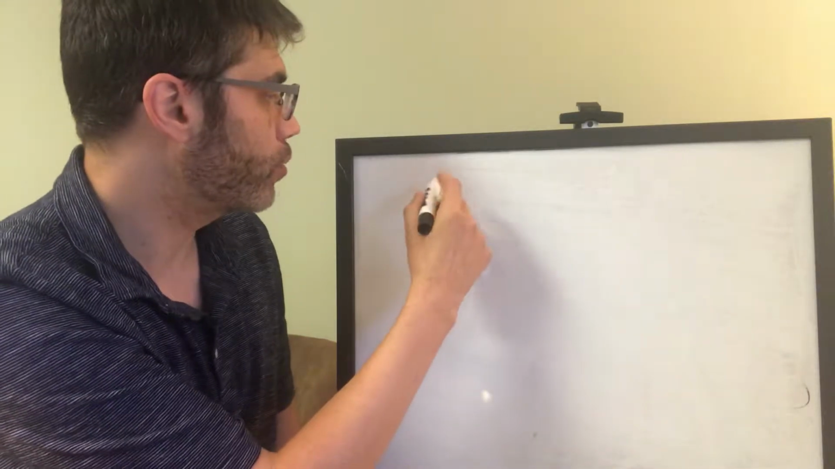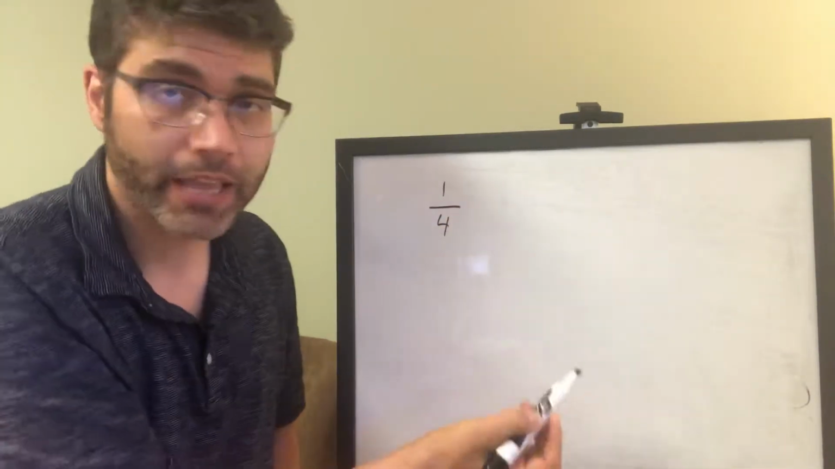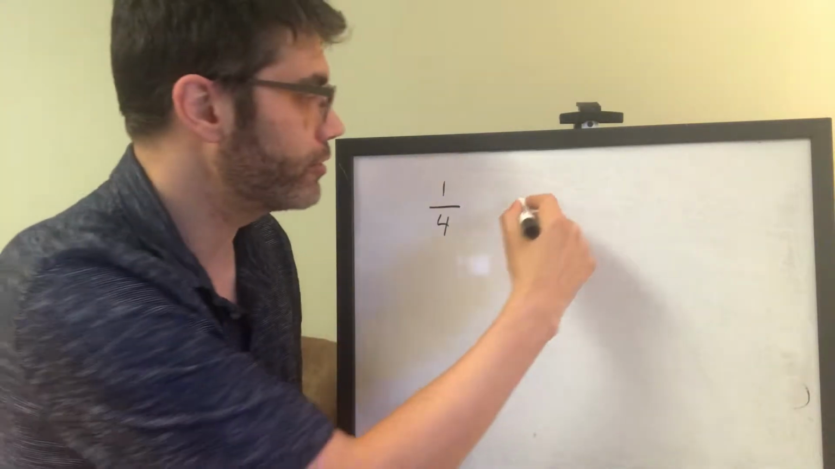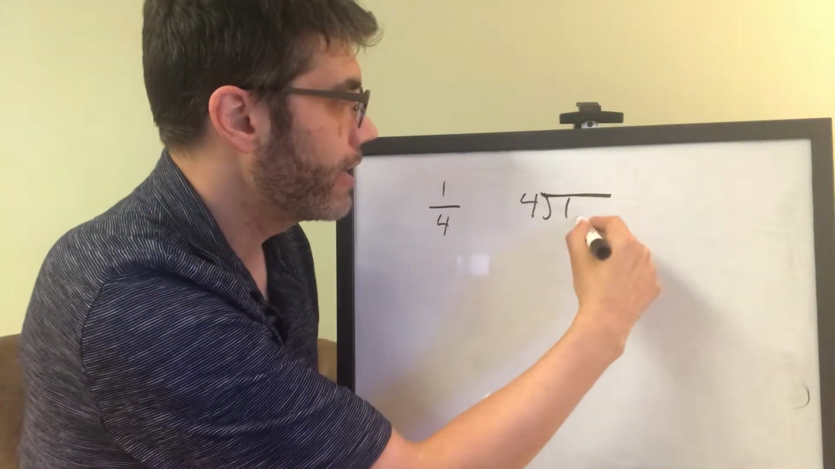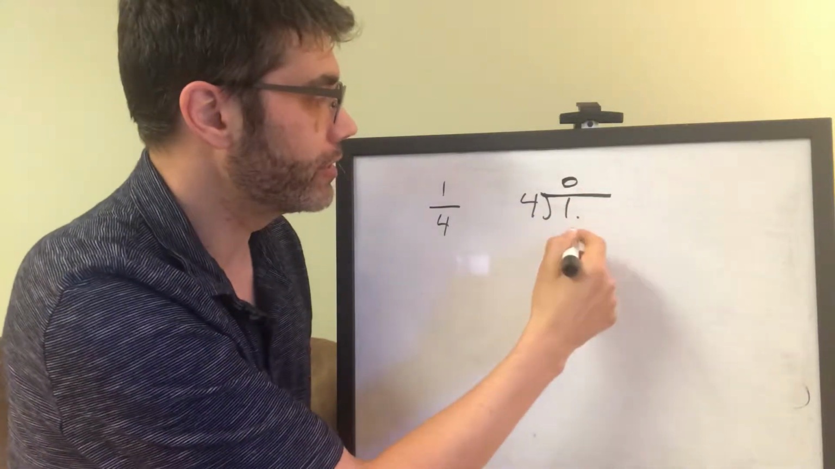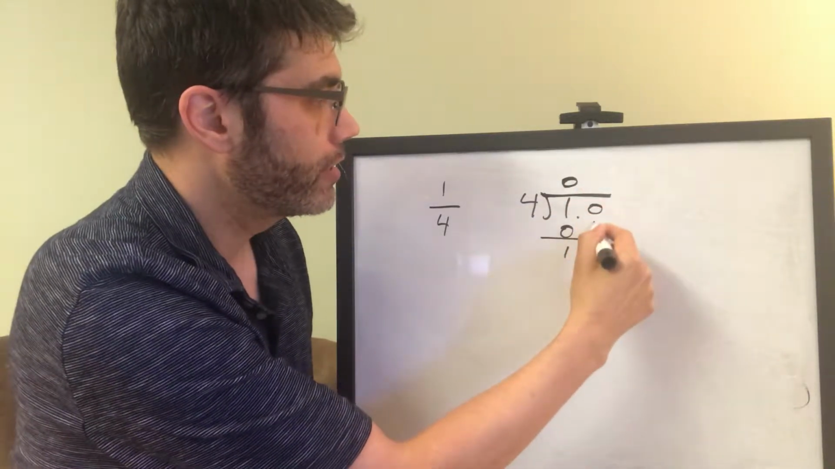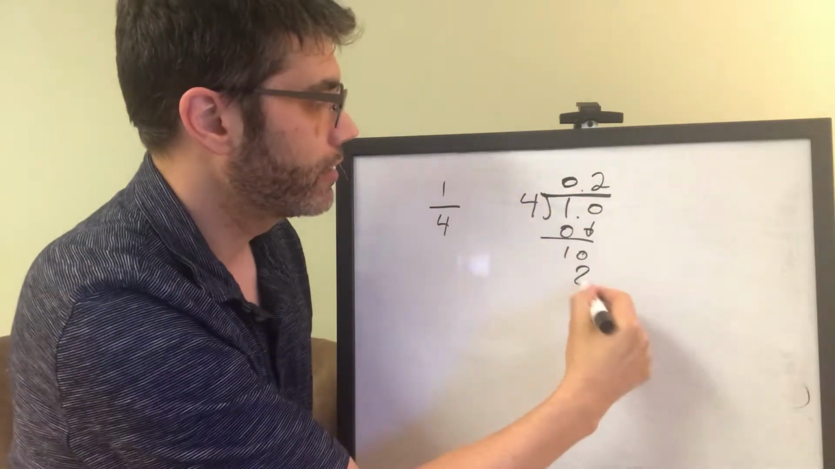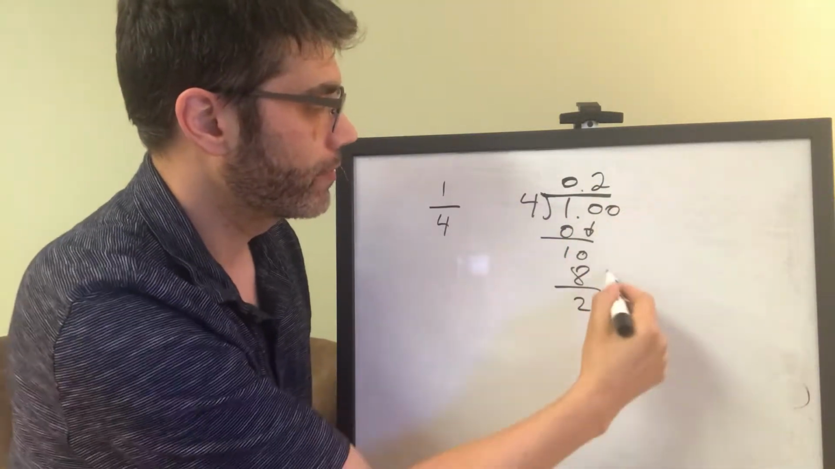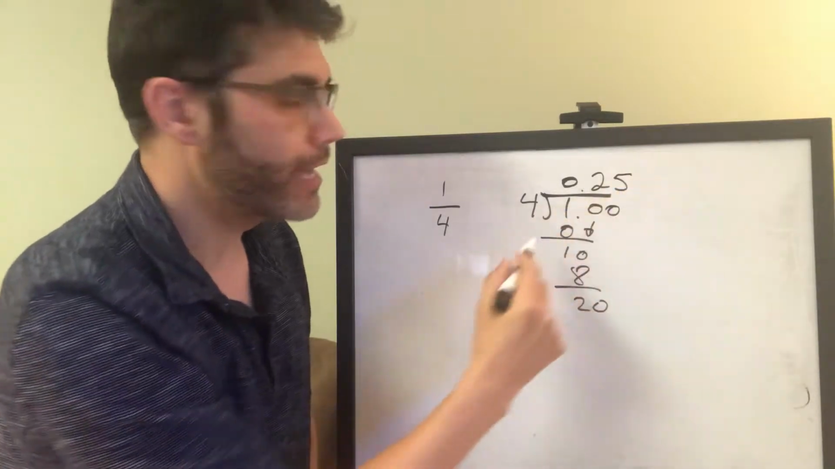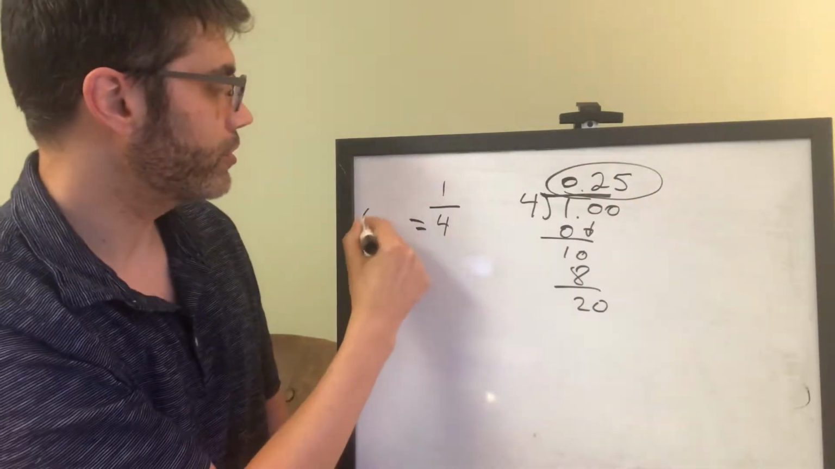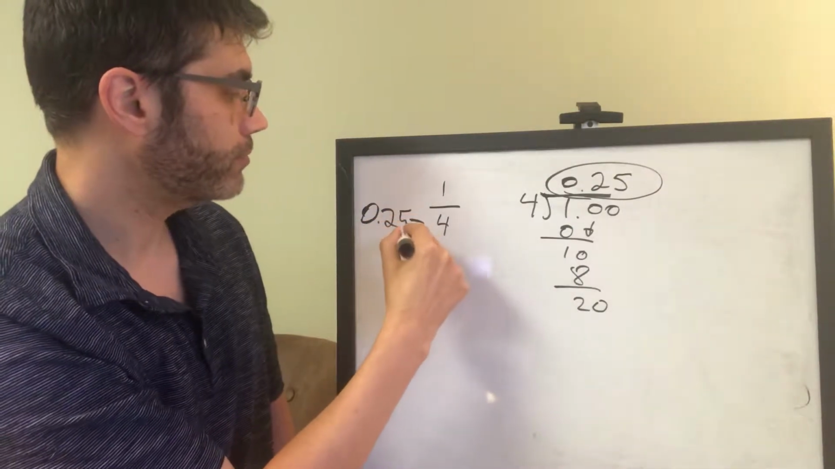So for instance, 1/4, that's a fraction. How would we get that into a decimal? You divide the denominator into the numerator. So you would do 4 into 1, and 4 goes into 1 0 times. Bring down this 0, 4 goes into 10 twice, and then you get 0.25, which equals 1/4.